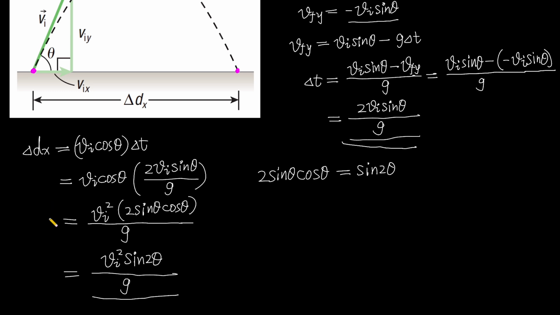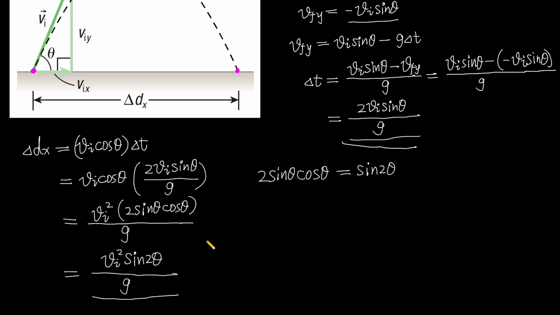This formula has a condition. The condition is that the projectile starts and ends at the same height. The height of the starting point is the same as the height of the ending point. Then we can use this formula to calculate the horizontal displacement. It's also called the range of the projectile.